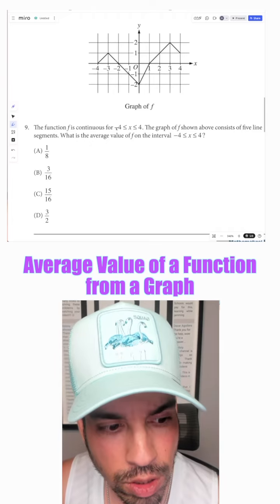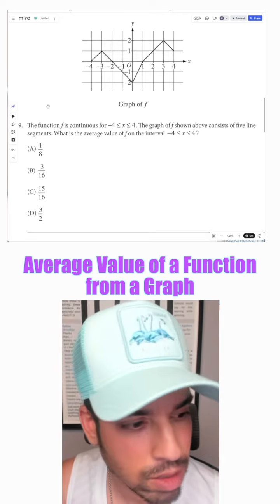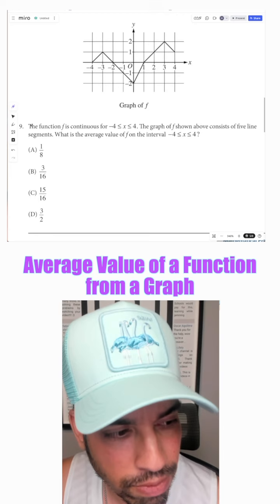The function f is continuous for -4 to 4. The graph of f shown above consists of 5 line segments. What is the average value of f on this interval?